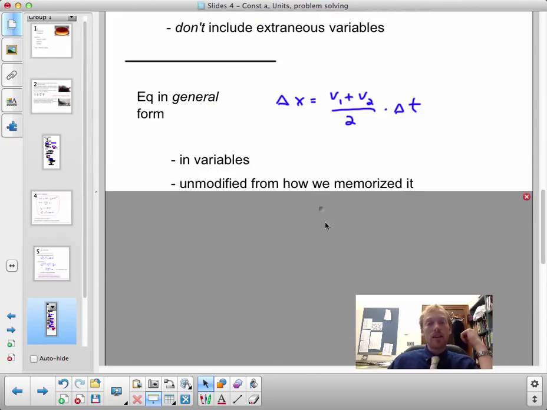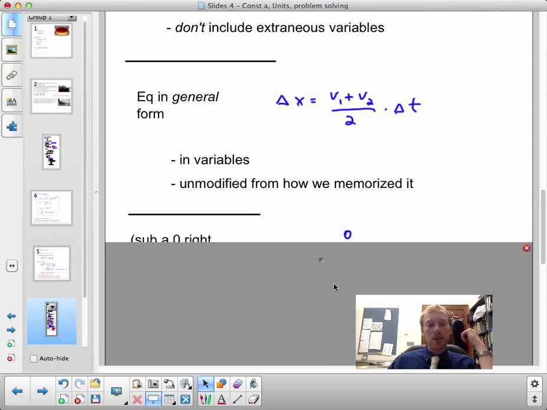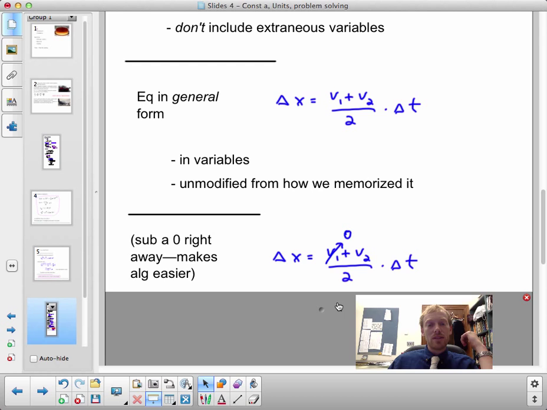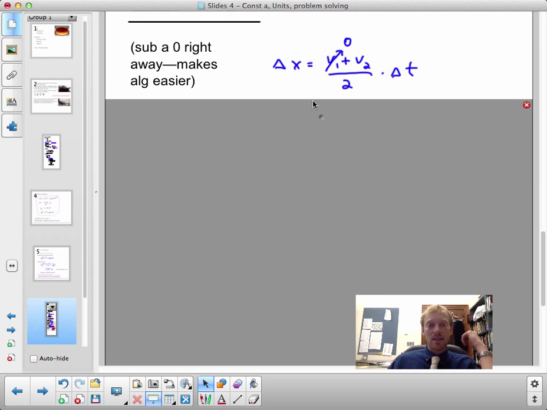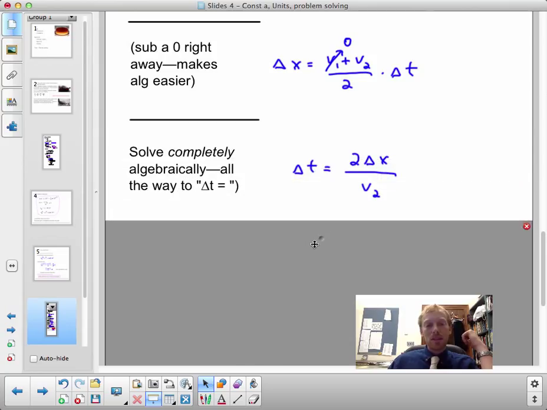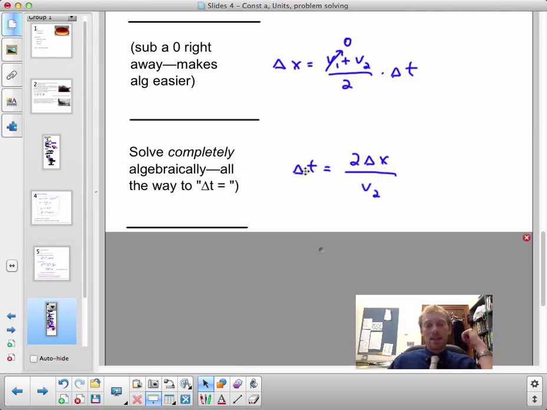General form. Write it in variables, unmodified from how we memorized it. If there is a 0 value, substitute that 0 right away with a little arrow to a 0. That makes the algebra much easier. Next, I want you to solve completely algebraically. That is to say, delta t equals, and then no numerical values on the right side. Just solve in terms of algebra from this equation.